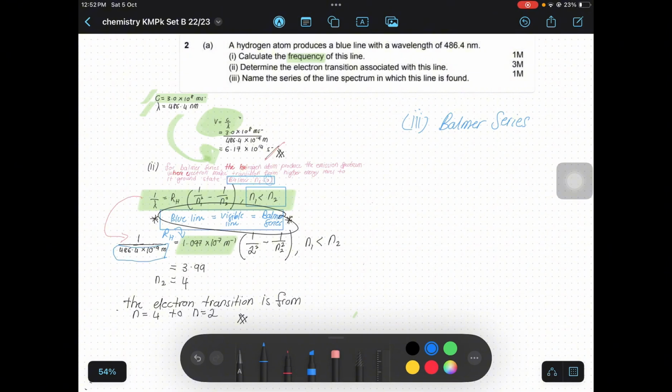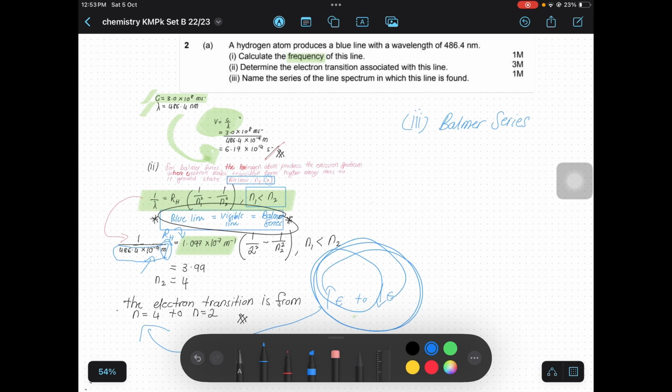The value of the wavelength given is in nanometers. To substitute into the formula, we need to make sure it is in the SI unit first, which is meter, so times 10 to the power of negative 9. So the n2 that we are going to get is 4. The electron transition is from n equals 4 to n equals 2, because we know that electron transition is from a higher energy level to a lower energy level.